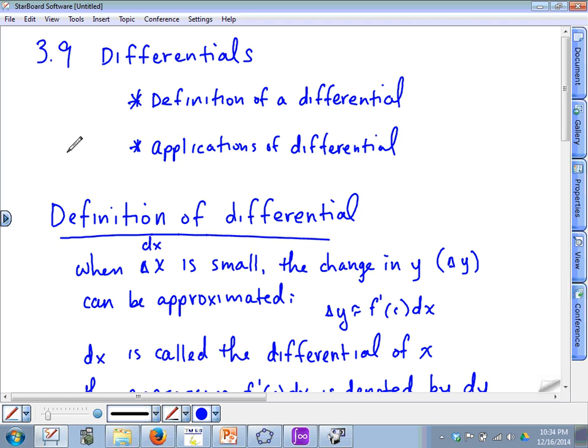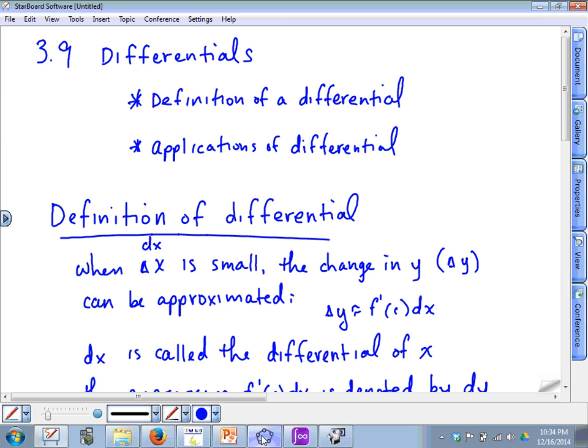So we'll first talk about the definition of a differential right here. Then we'll talk about some of the applications of a differential. Before you start writing any of this on the definition, just write these objectives here.